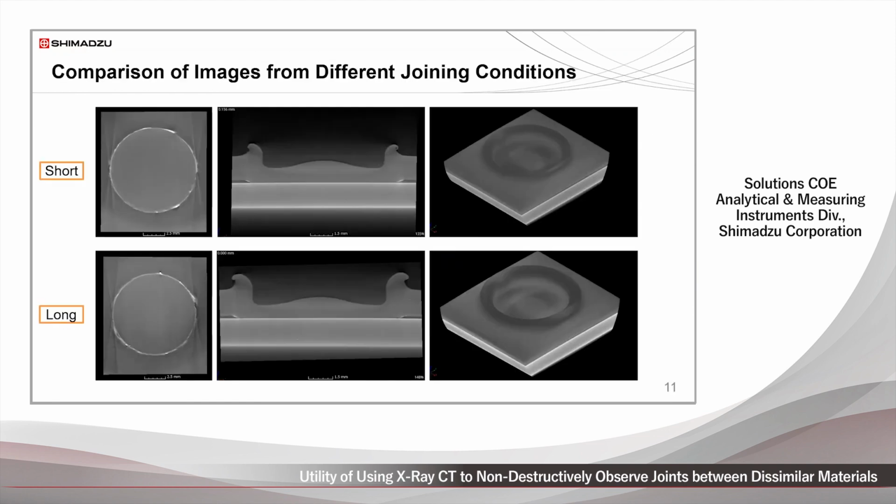Next is a comparison of CT images from two different samples joined with different pressurization periods. The upper images are cross-sectional and 3D images of a sample with pressure applied for a short time. The lower images are cross-sectional and 3D images of a sample with pressure applied for a long time. Both samples discharged metal from the joint perimeter and developed gaps, but both the cross-sectional and 3D images immediately show apparent differences between the two types of samples.